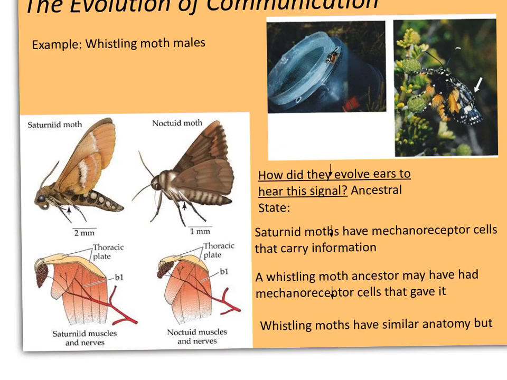So, a whistling moth ancestor may have had mechanoreceptor cells that gave it... Oh, I didn't finish that off. Anyway, it turns out this shows this thoracic plate. They also have a way, obviously, to make these ultrasonic sounds as well.